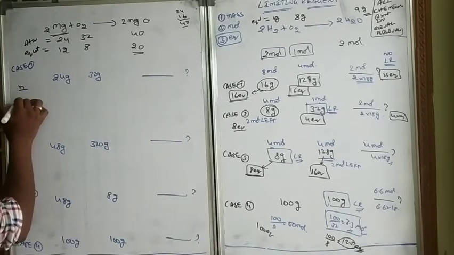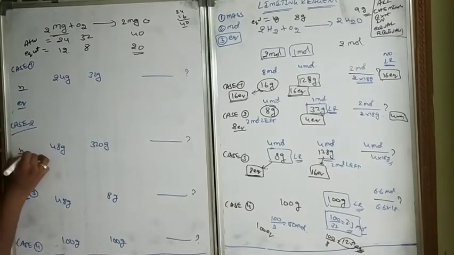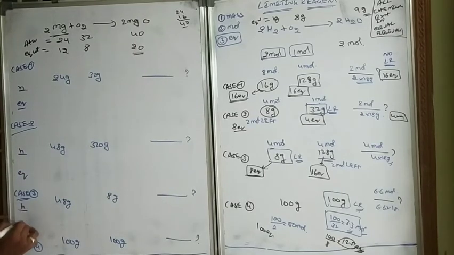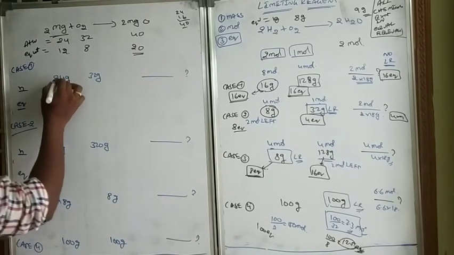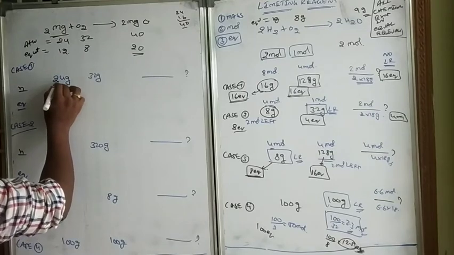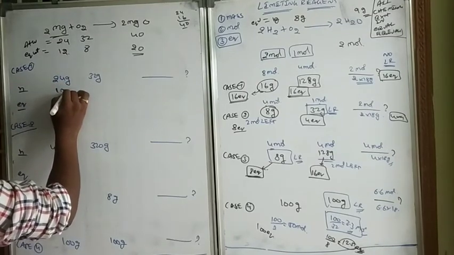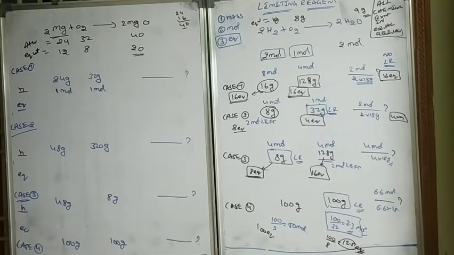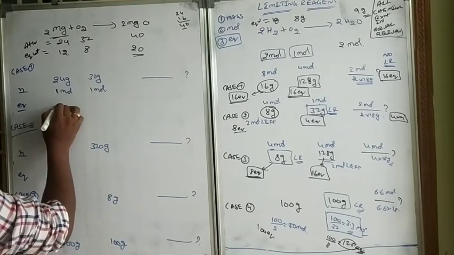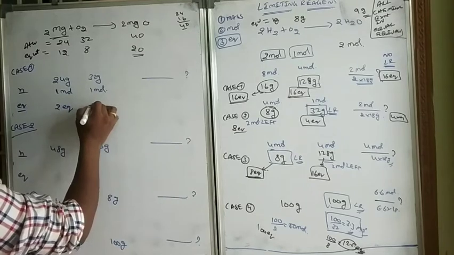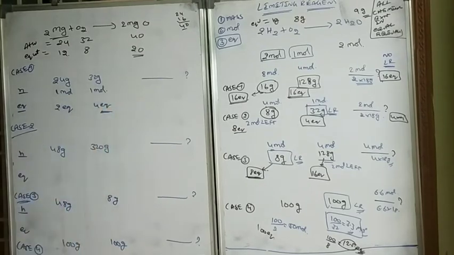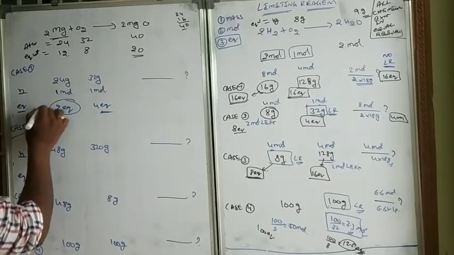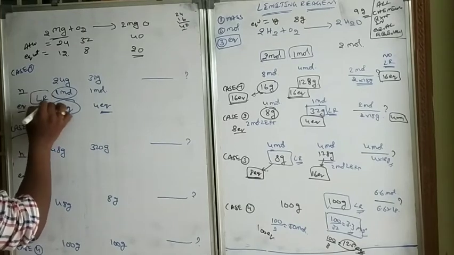I will write moles and equivalents. Here how many moles? 1 mole. Here how many moles? 1 mole. How many equivalents? 2 equivalents. How many equivalents? 4 equivalents. So which is the limiting reagent? This one will be the limiting reagent.